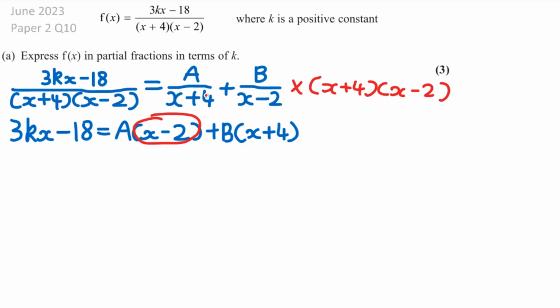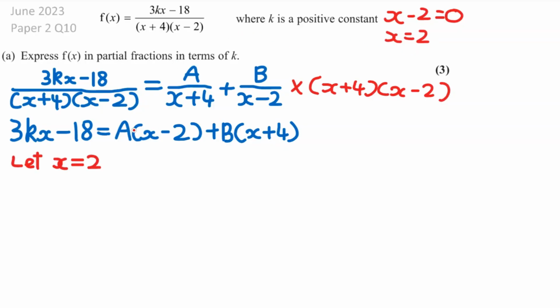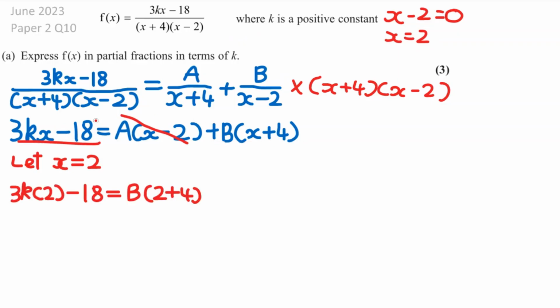If we first focus on this bracket, we want x minus 2 to be equal to 0, so therefore we want x to be equal to 2. So if we sub in x is equal to 2, this term here will go away, so we'll be left with these two terms here. So it'll be 3k, and then instead of x it will be 2, minus 18, and this is equal to b, and then 2 plus 4. 3k multiplied by 2 is 6k, and 2 plus 4 is 6, so it's going to be 6b, and then we're going to divide both sides by 6, so we get that k minus 3 is equal to b.